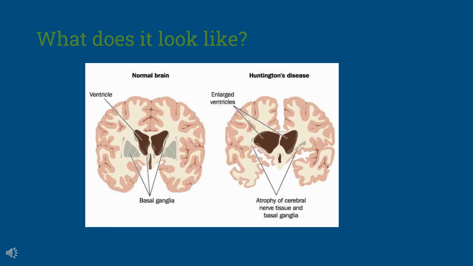And here's a drawing of a healthy brain on the left-hand side. And then to the right is a brain with Huntington's. So as you can see, the ventricles are enlarged and atrophy of the basal ganglia is definitely there. In this image, it also looks like the cortex is beginning to degenerate as well.